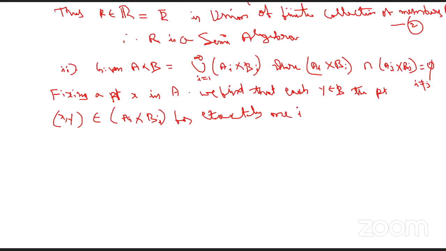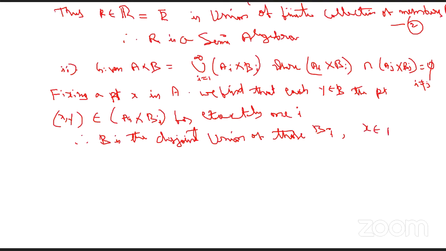Therefore, B is the disjoint union of those B_i for which x belongs to A_i.